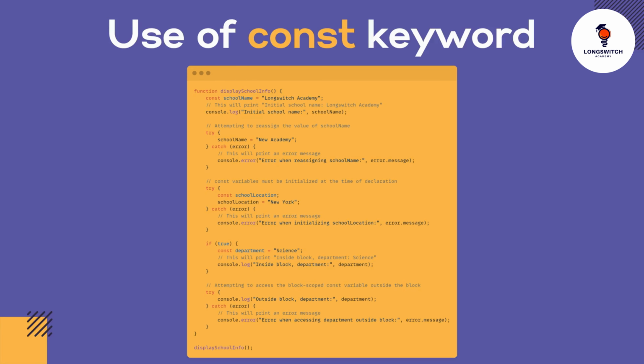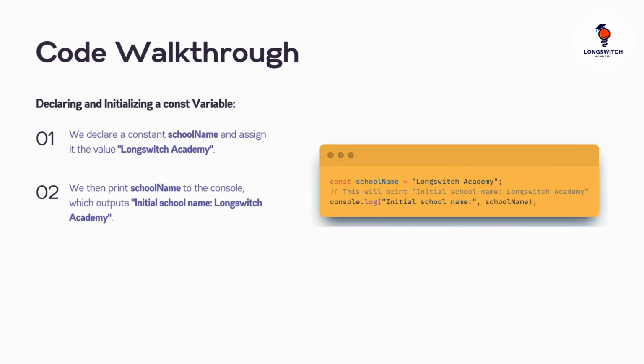Let's check out one code sample. In this example, we're demonstrating the use of const keyword. Here's a step-by-step explanation. We have declared a function named displaySchoolInfo. Inside that function, we are starting with declaring and initializing a const variable. We declare a constant school name and assign it the value Longswitch Academy. We then print school name to the console, which outputs initial school name, Longswitch Academy.